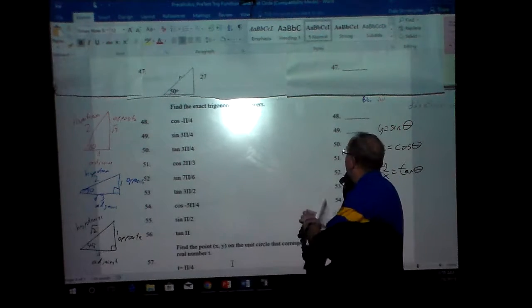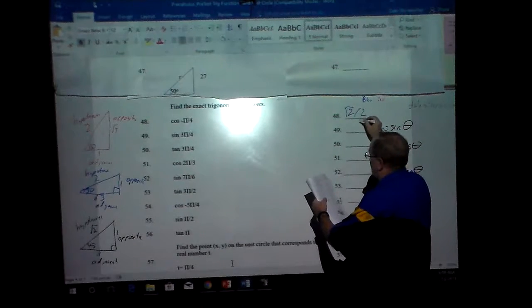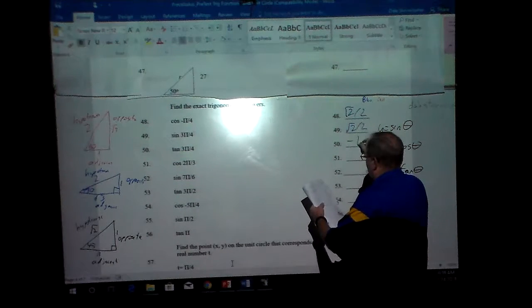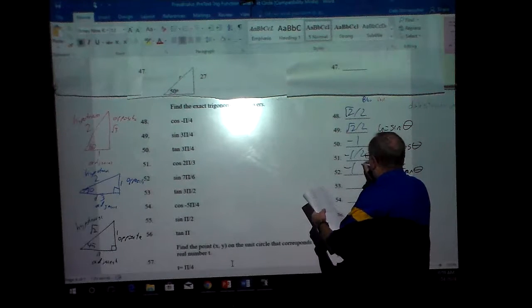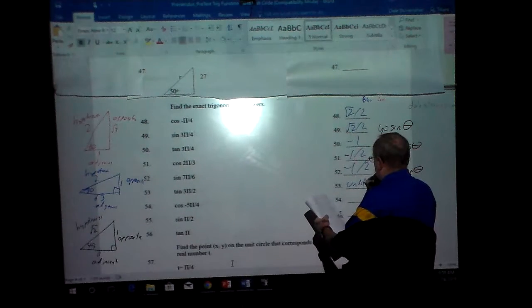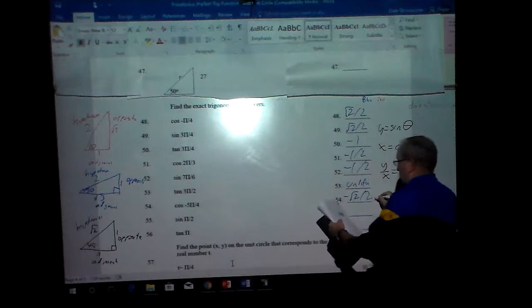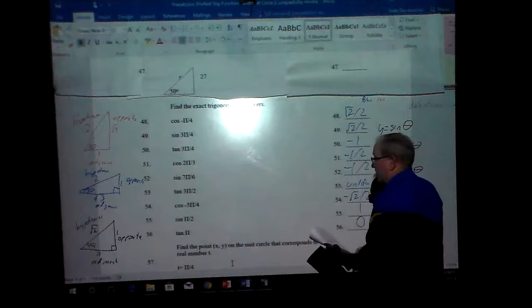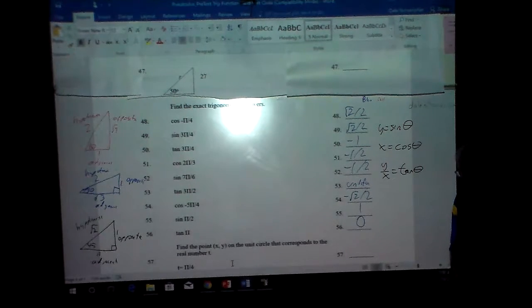All right? We have gone over all the answers, but for those at home, let me write down the correct answers on all of these. It was square root of 2 over 2, square root of 2 over 2, negative 1, negative 1/2, negative 1/2, undefined, negative square root of 2 over 2, 1, and 0. Those were our answers so you can see them visually. We used the unit circle: sine is y, cosine is x, and tangent is y over x.